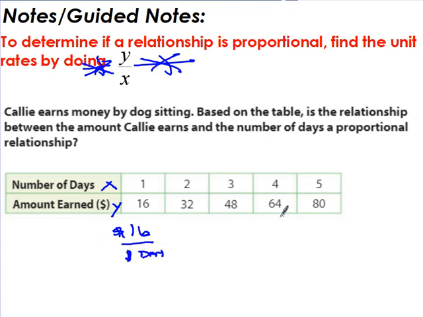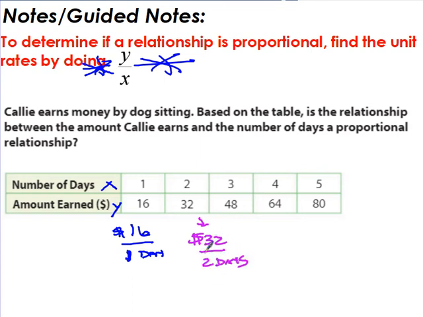So that's her unit rate. So if this is a proportional relationship and she charges the same amount, I should get 16 for every single division problem on this table. So what I mean, again, if I set this up as y divided by x, I've got to flip these. So if she made $32 in 2 days, what was her going rate?